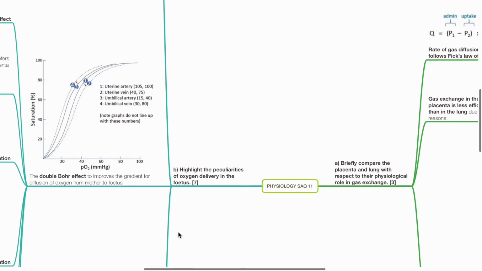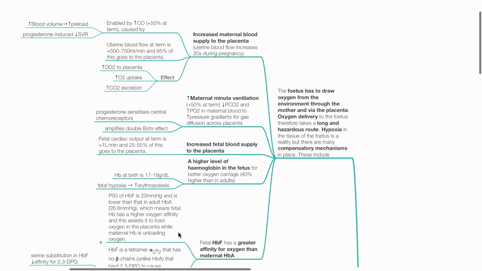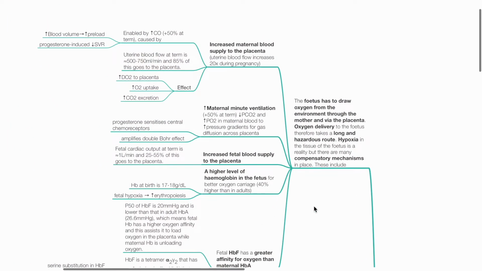B. Highlight the peculiarities of oxygen delivery in the fetus, 7 marks. The fetus has to draw oxygen from the environment through the mother and via the placenta. Oxygen delivery to the fetus therefore takes a long and hazardous route. Hypoxia in the tissues of the fetus is a reality, but there are many compensatory mechanisms in place.